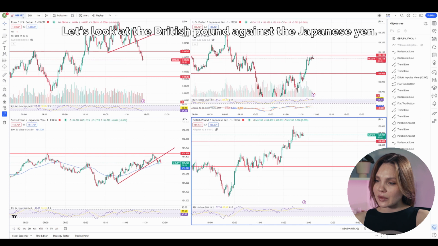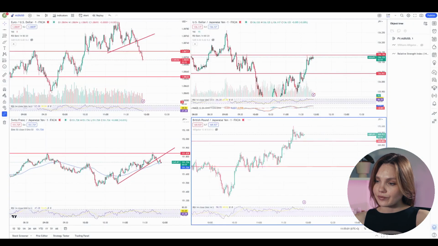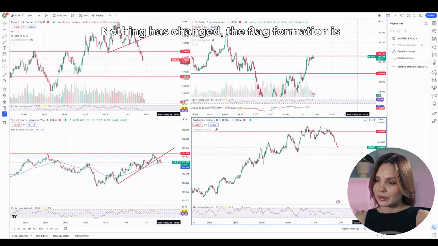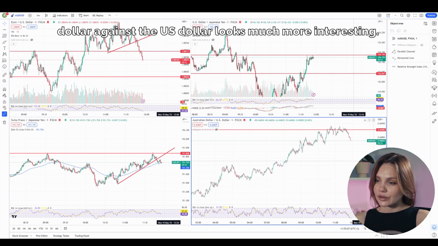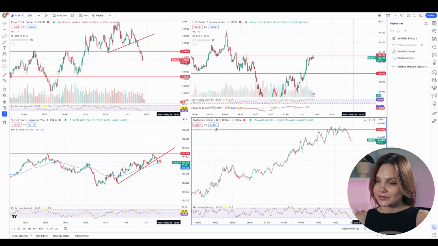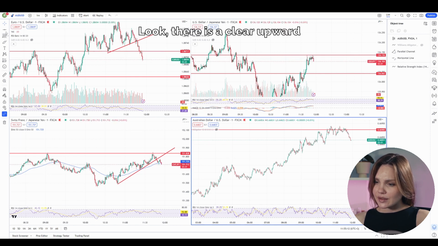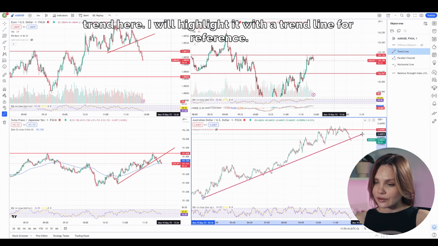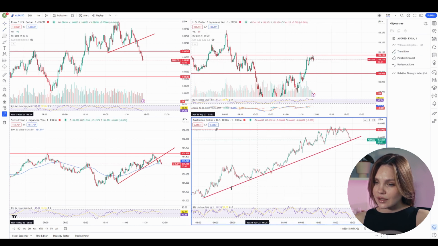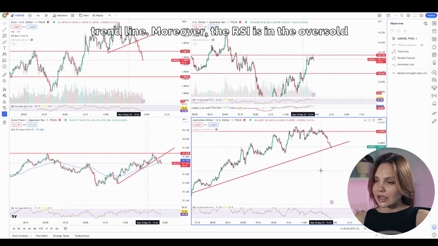Let's look at the British pound against the Japanese yen. Nothing has changed, the flag formation is still forming. And the Australian dollar against the US dollar looks much more interesting. Look, there is a clear upward trend here. I will highlight it with a trend line for reference. The price is currently right on the trend line.